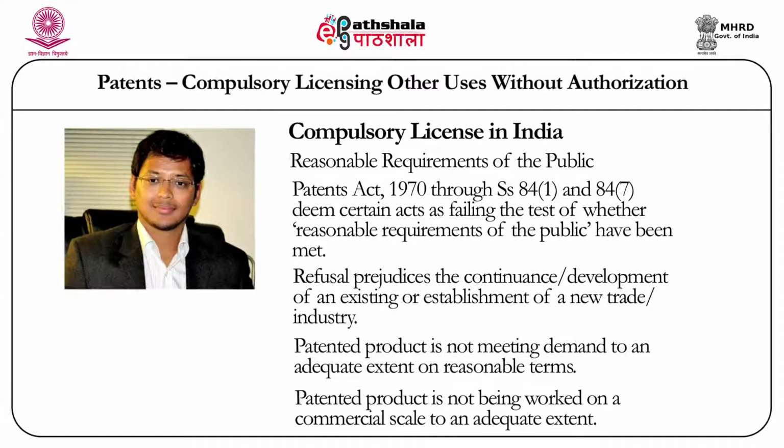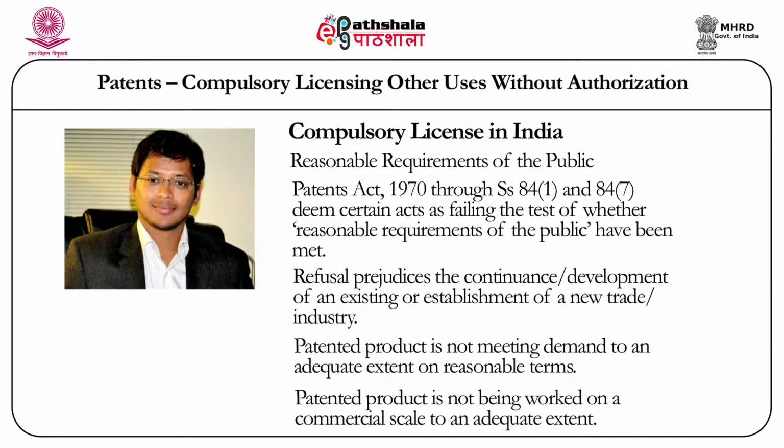And then, if the patented invention is not worked on a commercial scale to an adequate extent in India, Section 83 describes the general principles for interpretation and also talks about the working of the patented invention on a commercial scale. If the working of a patented invention on a commercial scale in the territory of India is being prevented or hindered by the importation from abroad of the patented article, a compulsory license may be granted.